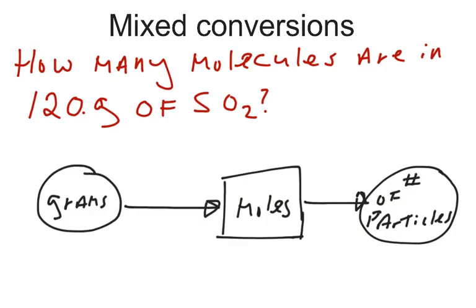All right, so we're moving on. Now, we're doing mixed conversions. We did mixed conversions. We started yesterday. We continue today. And there's a bit of controversy with it. People are a little flustered. But we're not going to panic. We're going to go a bit more slowly with it. This is a typical problem right here. How many molecules are in 120 grams of SO2?